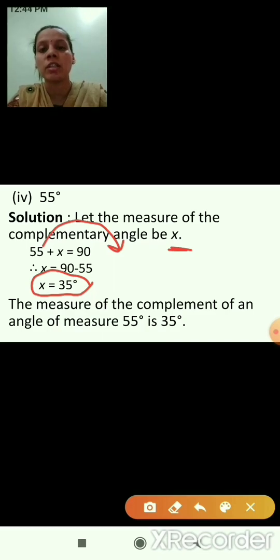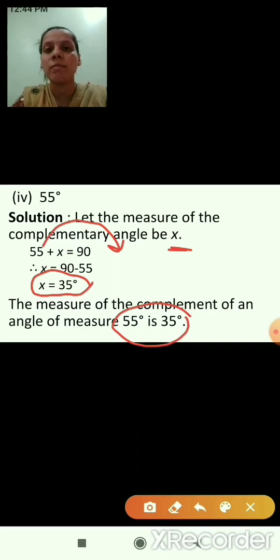So what is the complementary angle of 55 degree? That is 35 degree. So you will write down the final answer. The measure of the complement of an angle of measure 55 degree is 35 degree. 55 plus 35, you will get 90 degree. I hope you are clear with the fourth sum. Now we'll move to the next, fifth sum.